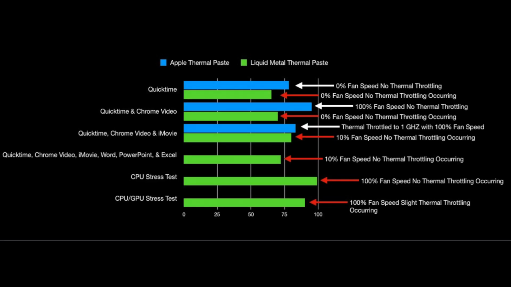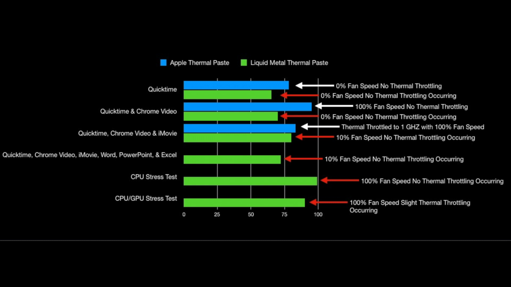So I thought I'd put together a chart just to document everything that I saw. And as you can see in the chart, if I had launched QuickTime with the Apple stock thermal paste, there's no fan speed, but the temps went up to 78 degrees Celsius. With the liquid metal paste, the temps only went up to 65 degrees Celsius with no fans running.